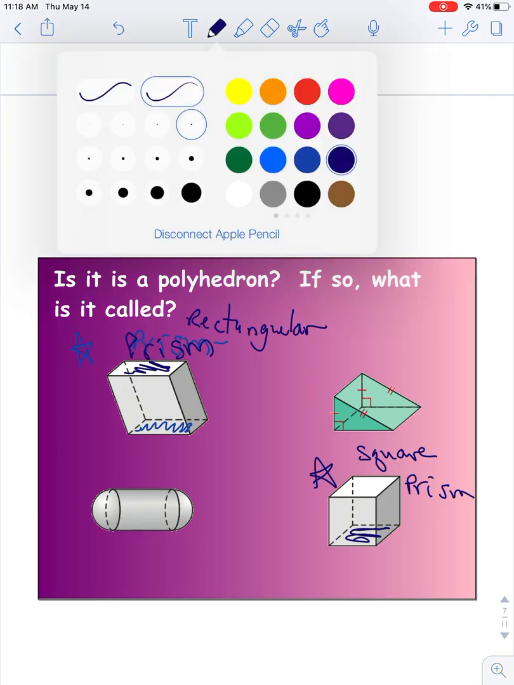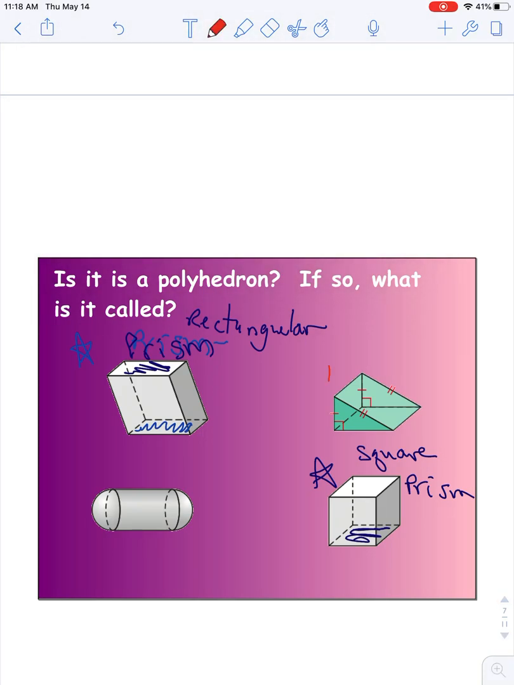So let's look at this one right here. Is this a prism? And the answer is yes, it is. Some people at first get mixed up, but if you're looking at this, you see that this is coming to a point, but you have two bases, and that's how we know that it is a prism. Okay, so it is a prism, but what kind?